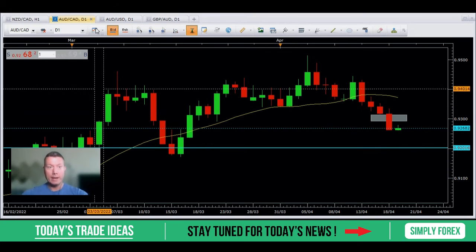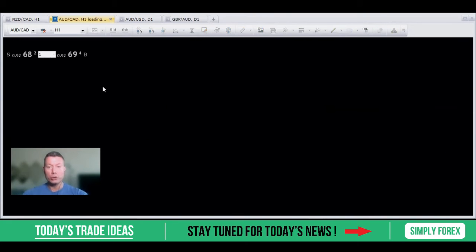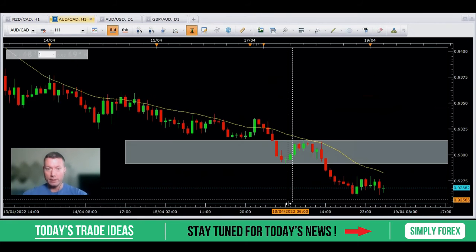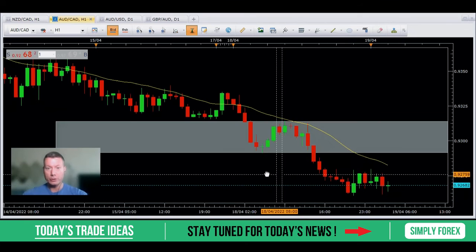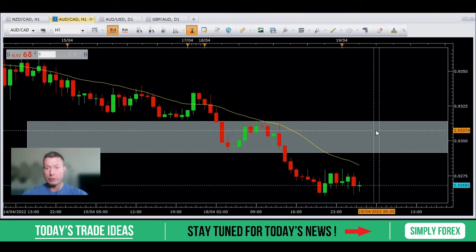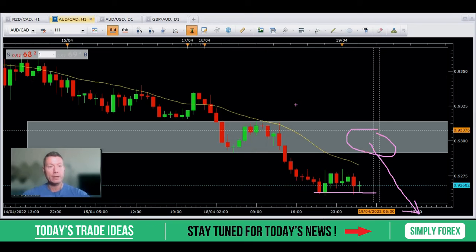Let's look at H1 for execution. As you can see, guys, just the one grey zone. We want price to retrace up into here. We want to see a bearish candlestick pattern. That's our trigger to enter. We'll take price back down to this low. This is always our first target. Close 80% of the trade and then leave 20% to run. So that's our second trade idea, Aussie dollar, Canadian dollar short.